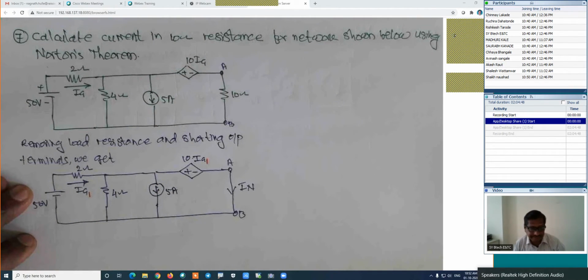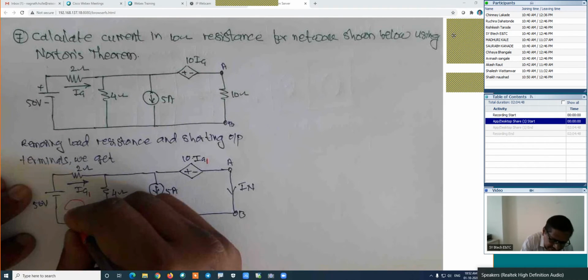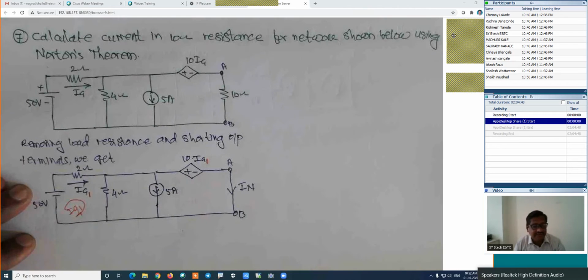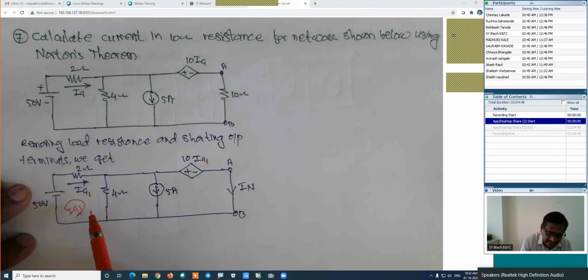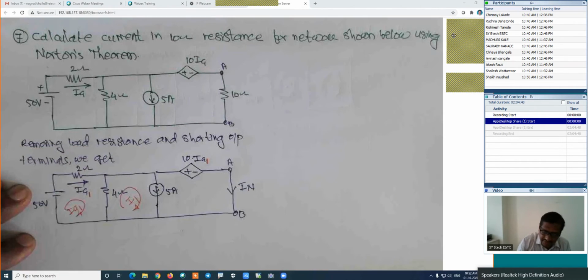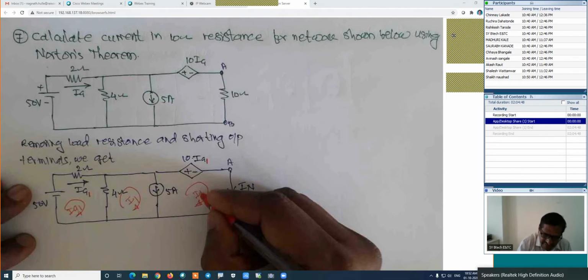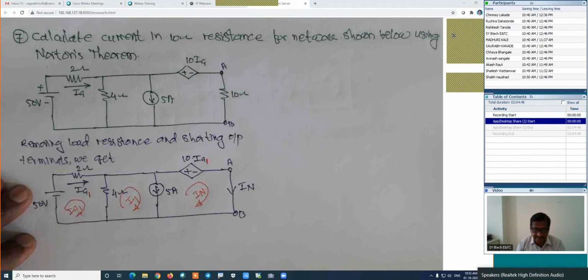Then here, for this loop, I will assume its current as IA1 itself, because if I am introducing another unknown, the number of unknowns will increase. Here IA1 is there, that's why I am assuming its current as IA1. In this case, I will assume its current as I1, and in this particular case, I will assume its current as IN. That is Norton's current.